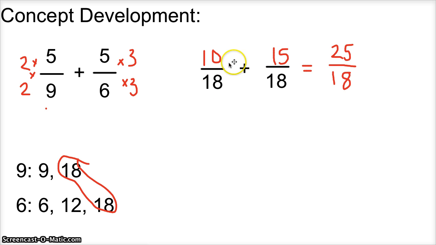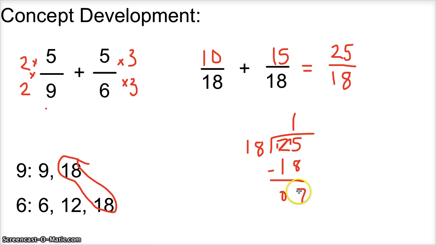Now when I add them together, I get 25/18. That is already simplified. All I have to do is just put it as a mixed number. And don't forget, when you have a fraction like this 25/18, it's the same thing as saying 25 divided by 18. So if I just write that out, then it's just a simple division problem we've already done. 18 goes into 25 one time. 1 times 18 is 18. When I subtract, I'm left with 7. So my finished answer is 1 and 7/18.